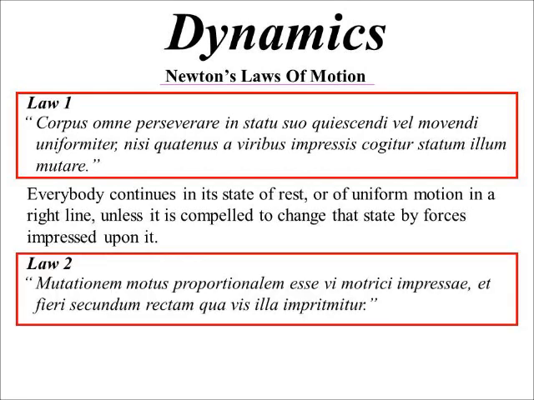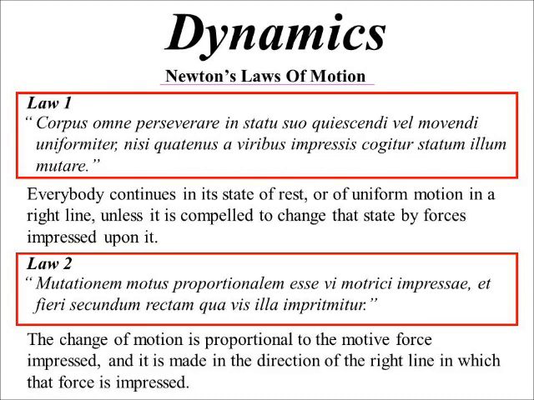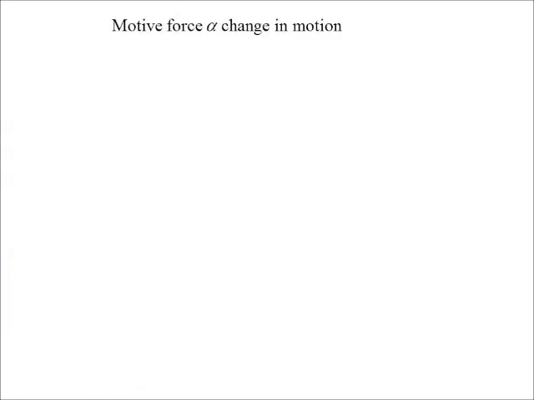The second one, of course, is the most famous of them all. Motus proportionalium. Right? So what it's basically saying is, all right, so now some force is being impressed upon it. So law 1 says it'll stay at rest unless some force is impressed. So we're saying there is going to be a change of motion, and it will be proportional to that force, the motive force, impressed, and is made in that direction of the right line that it is impressed. So in that direction. Basically saying motive force is proportional to change in motion.